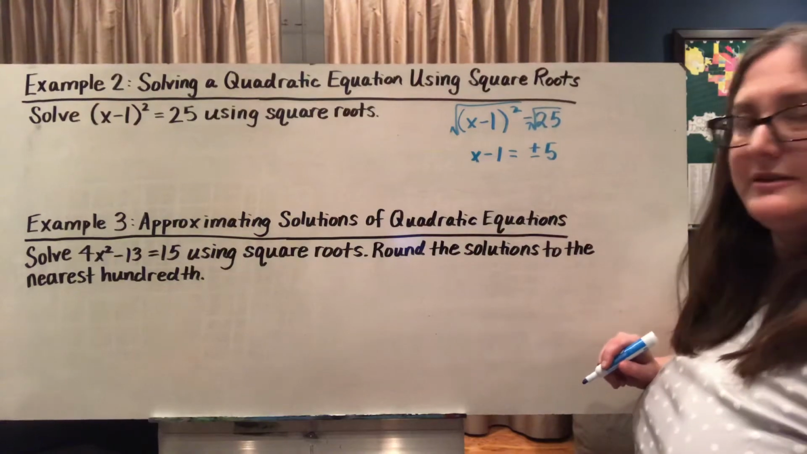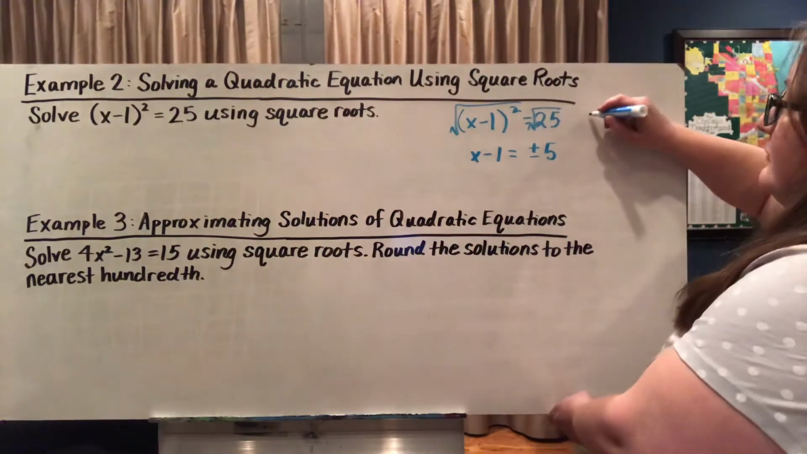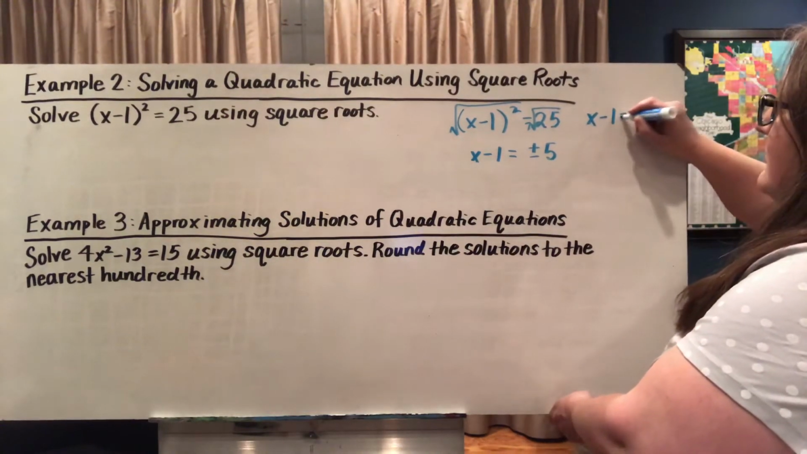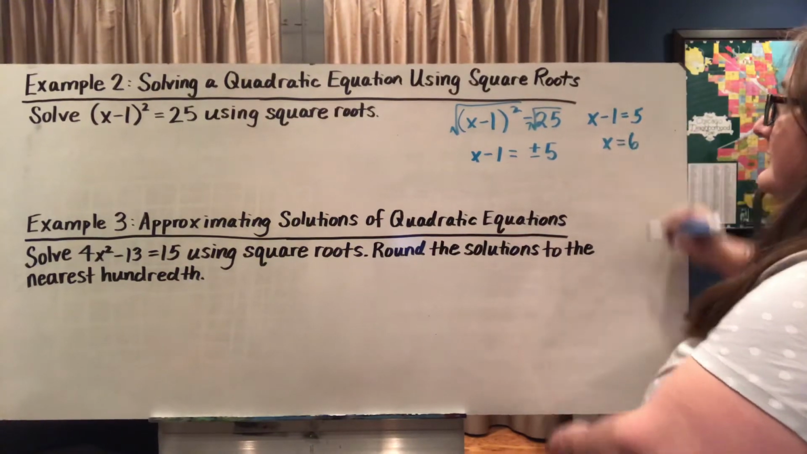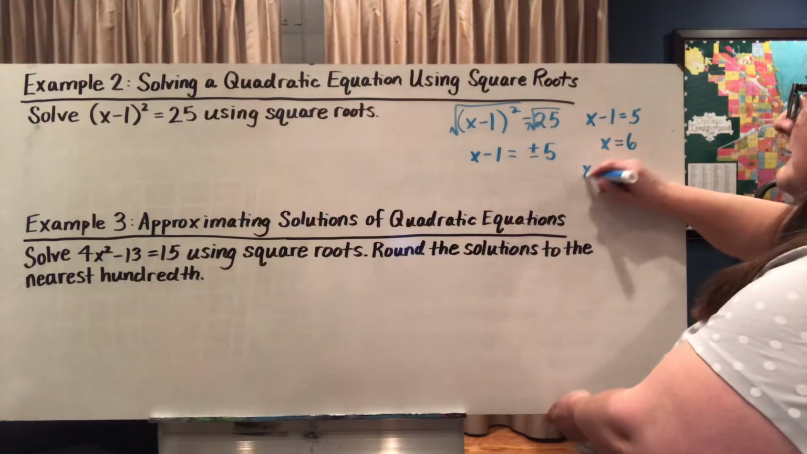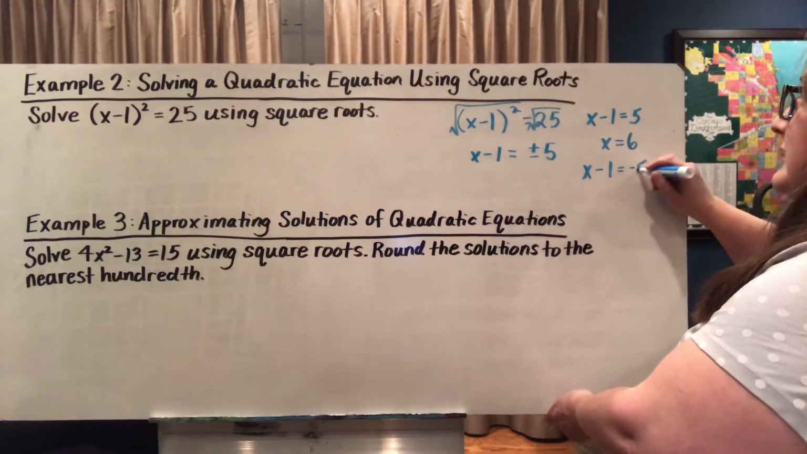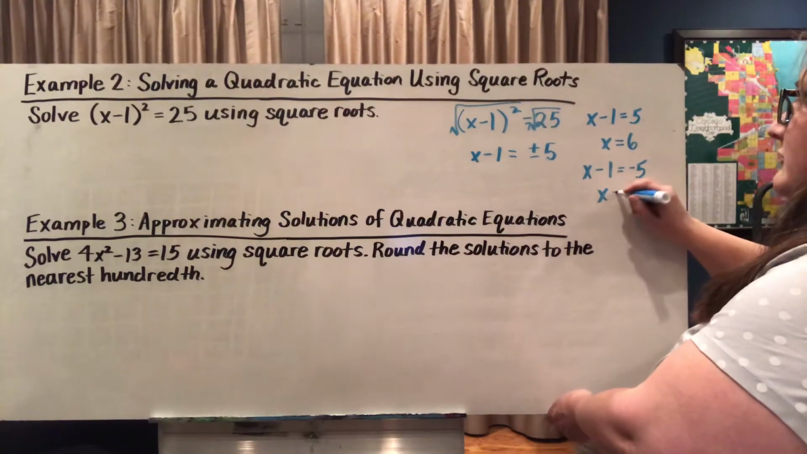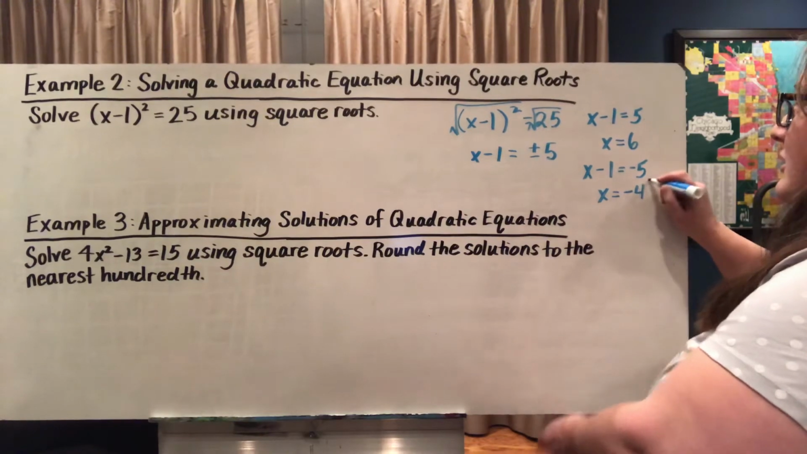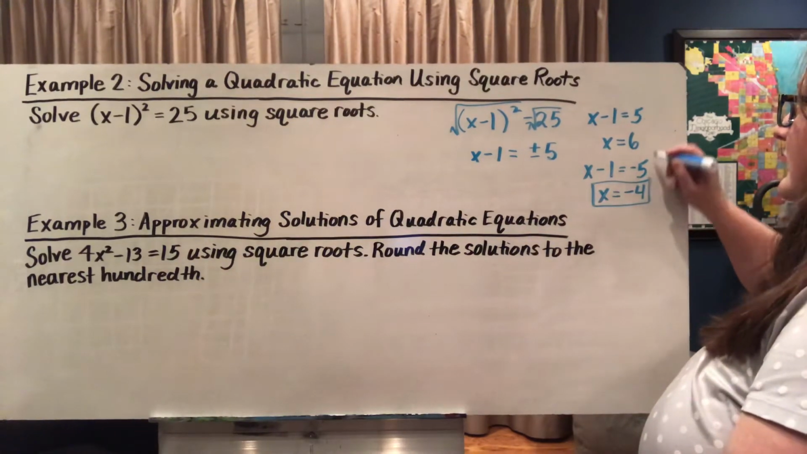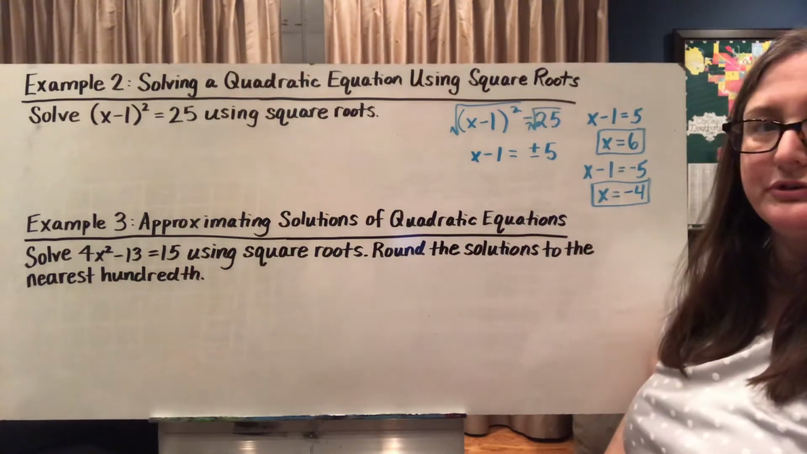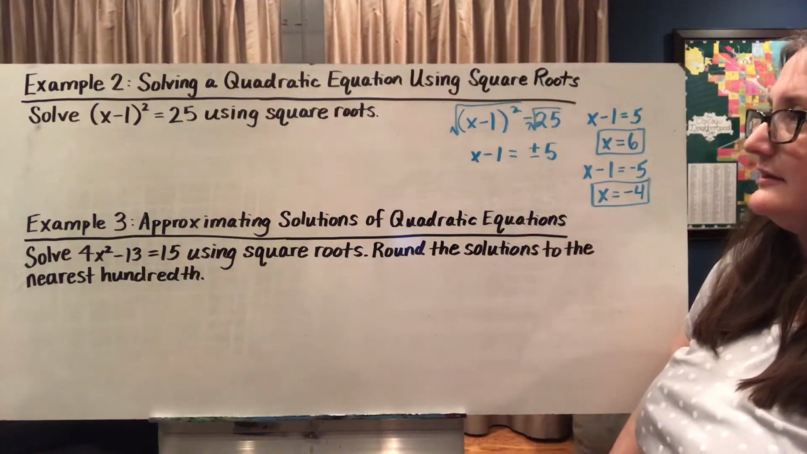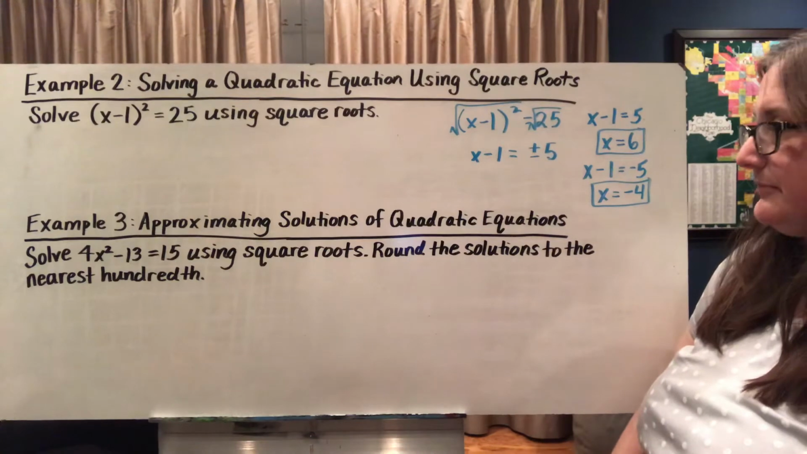So I can actually break this into two problems. So if I have x minus 1 equals 5, my solution here is going to be x equals 6. But remember, x minus 1 can also equal negative 5, in which case our solution would be negative 4. So x equals negative 4 and x equals 6 are both solutions for x in this quadratic equation.